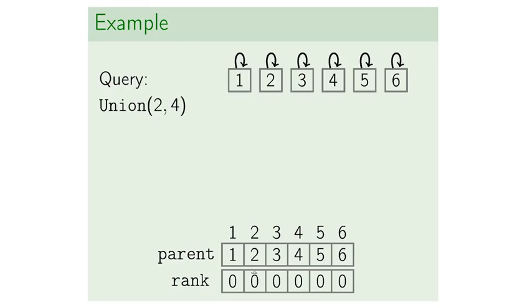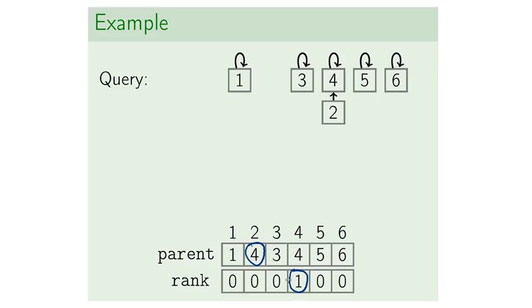Now let's call union of 2 and 4. In this case, the rank of the subtree rooted at 2 is equal to 0. The height of the subtree rooted at 4 is equal to 0. So it doesn't matter which one we hang under the root of the other one. So let's hang 2 under 4. This changes the data structure as follows. Now the parent of 2 is 4, and the rank of the subtree rooted at 4 is equal to 1. Okay, now let's call union of 5 and 2. In this case, the height of the tree that contains the element number 2 is equal to 1, right?